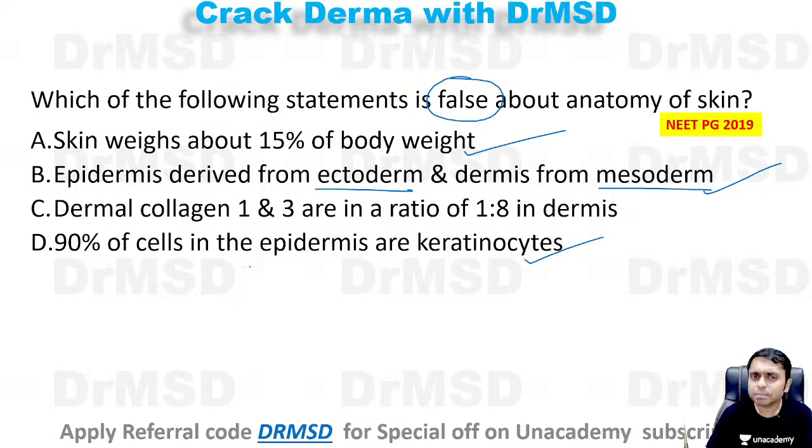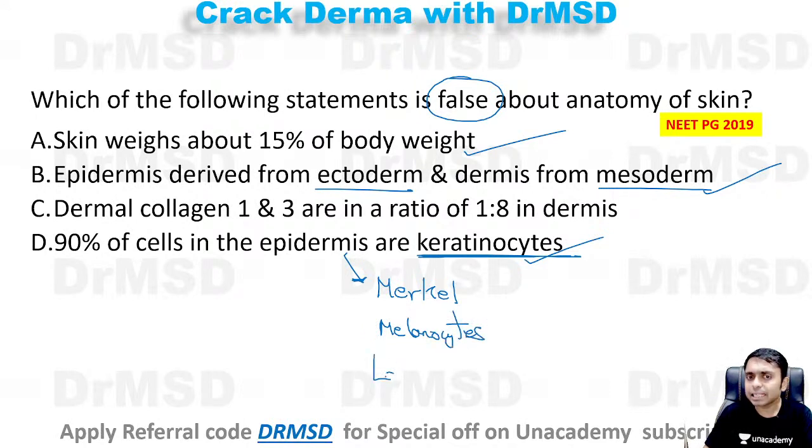So there are some non-local cells. Actually keratinocytes are the local cells of the epidermis. There are some non-local cells also in the epidermis which migrate from other areas during embryogenesis, out of which Merkel cells, melanocytes and Langerhans cells are important. Okay, Langerhans cells. Option C is the wrong one here.